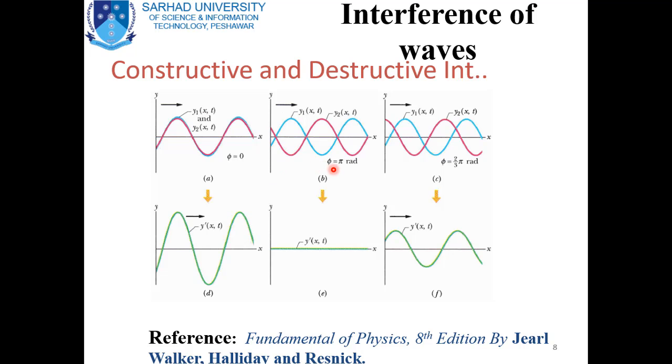And if the phase difference between two waves which have the same frequency and same amplitude is pi, then the resultant wave has 0 amplitude, and this line represents that there is no amplitude of the resultant wave. And if there is a phase difference of 2 pi by 3 radian, then we will have a resultant wave with the amplitude of the individual wave.